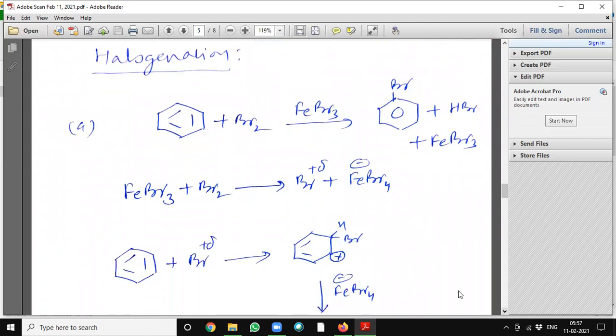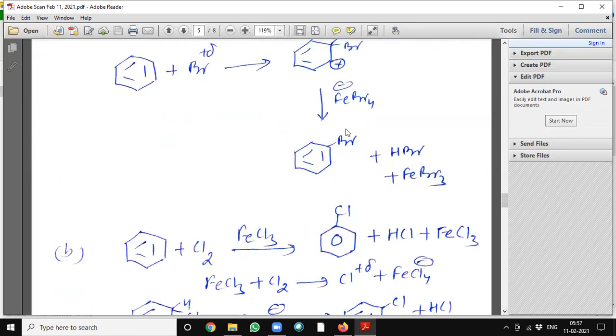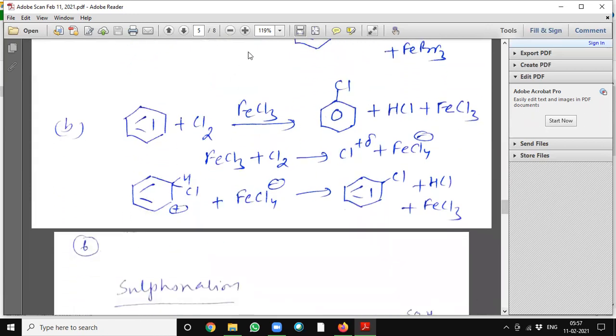Halogenation. We can do two types of halogenation easily: bromination and chlorination. Ferric tribromide is the catalyst which we are using. First it will form the electrophile, and then it will remove the benzene ring proton and give bromobenzene. Similarly, chlorobenzene we can produce with the help of ferric chloride in two steps.